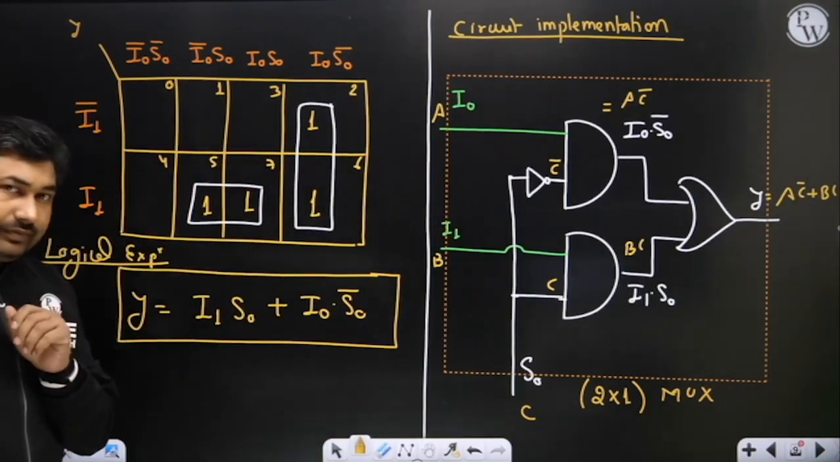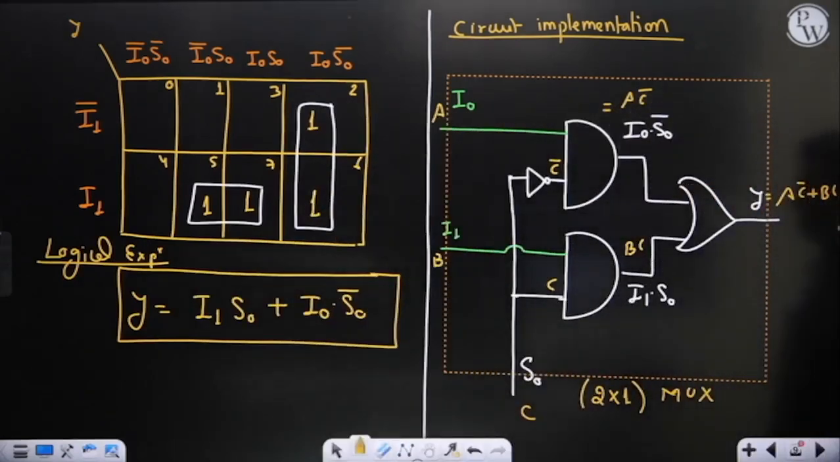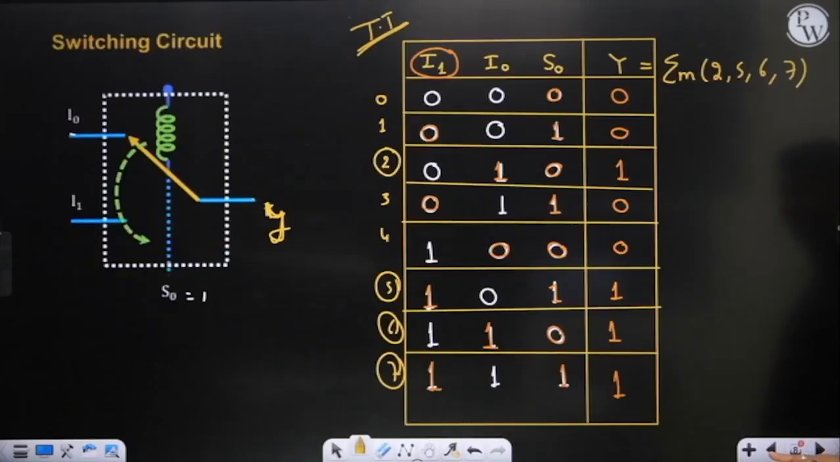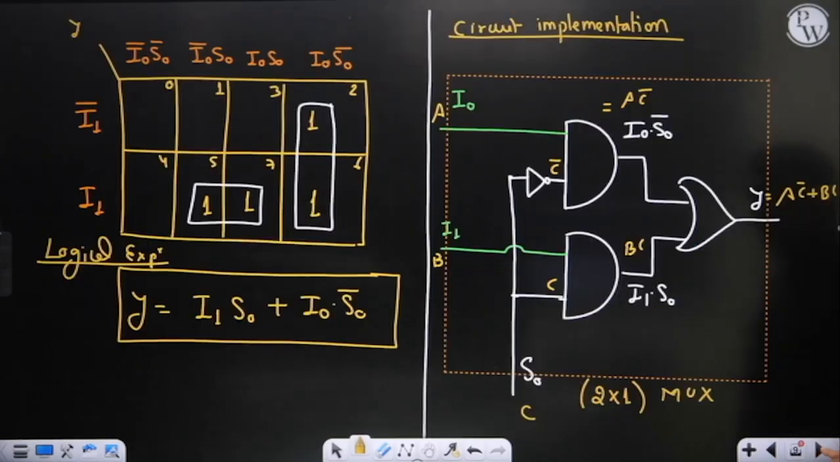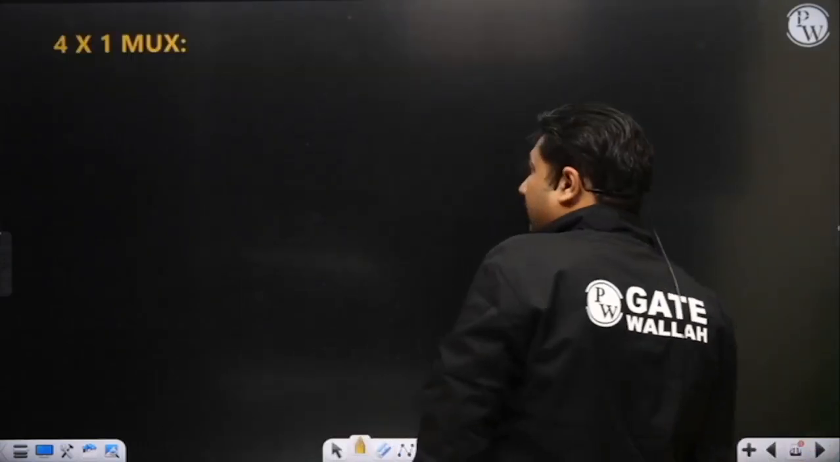Great, sir. We are able to understand the 1 cross 2 multiplexer. We can easily design a 1 cross 2 multiplexer. Is it okay? Great, sir. So, we have the logic circuit of the 1 cross 2 multiplexer.